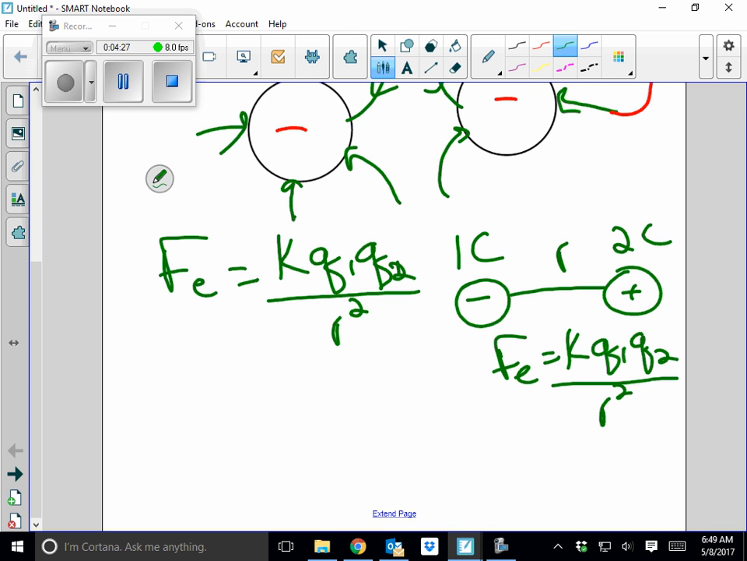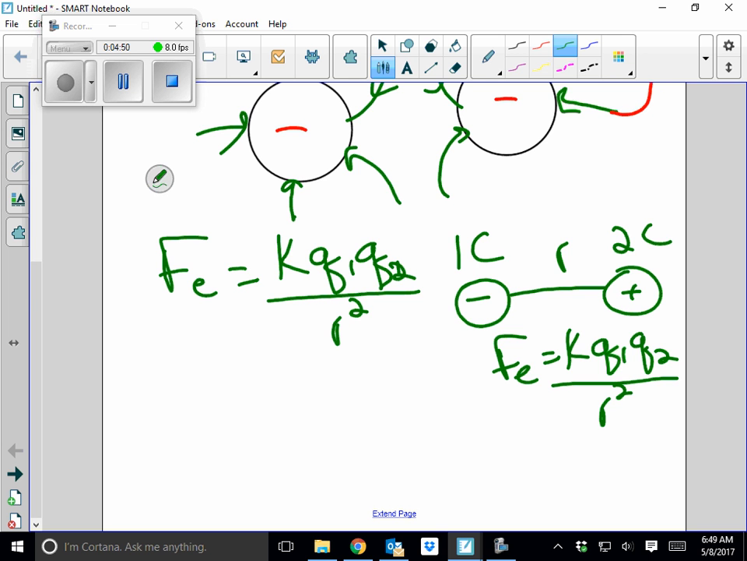Remember, you need to remember all your units: force is measured in newtons, distance is measured in meters, charge is measured in coulombs. You guys are really struggling with remembering the units, even though the problems tell you most of the time what they are. So that's your job. Your job is to know those, so you can figure out the electrostatic force between two charges.